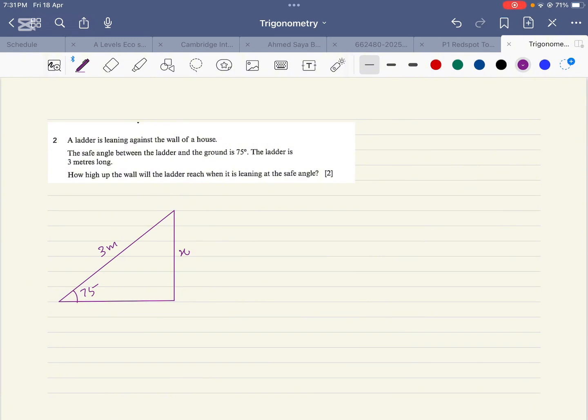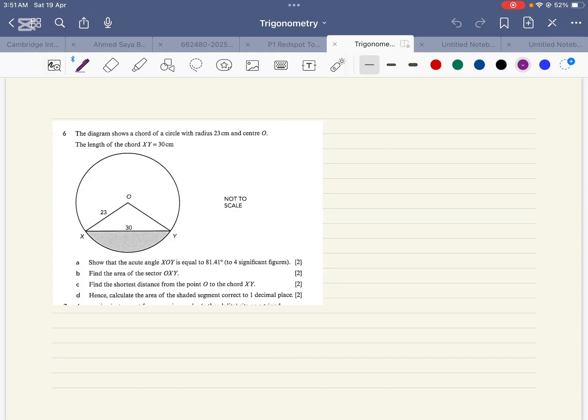Now we can see that we will be able to use another trigonometric ratio, which is sine. So sine 75 is equal to perpendicular upon hypotenuse. 3 sine 75 is x. 3 sine 75 is 2.89 meters.